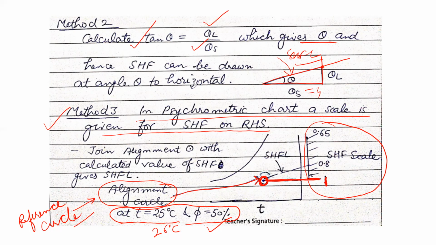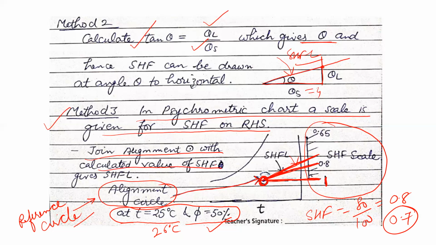Suppose now we have calculated the sensible heat factor, which is equal to 80 divided by 100, which is 0.8. So I can join the alignment circle with 0.8, and this is the sensible heat factor line. Had the value of the sensible heat factor been 0.7, let us say, then this would have been the sensible heat factor line. So we have to join the alignment circle with the calculated value of the sensible heat factor, and it gives us the sensible heat factor line.